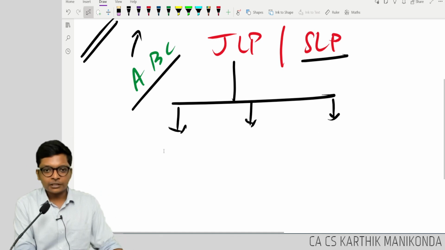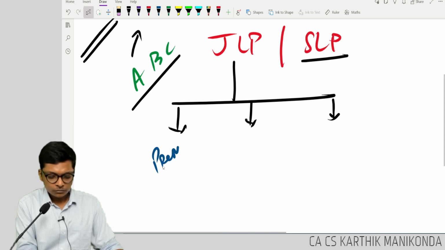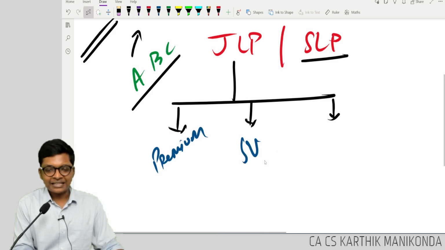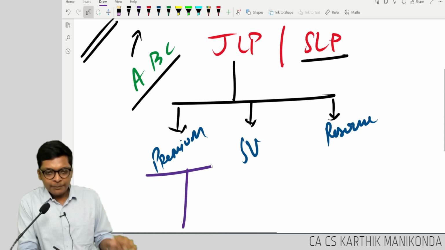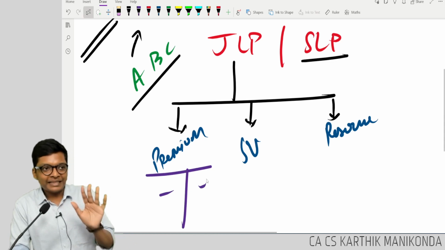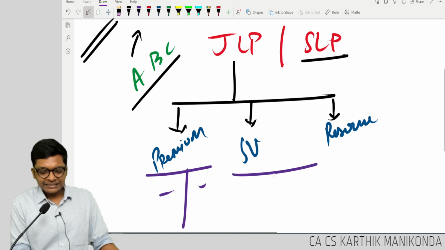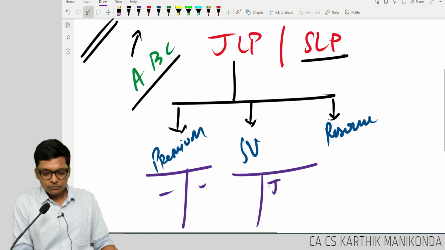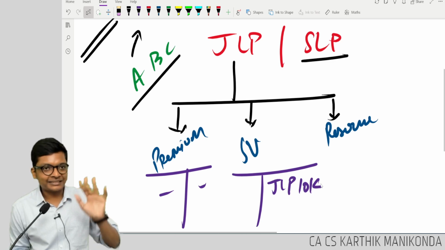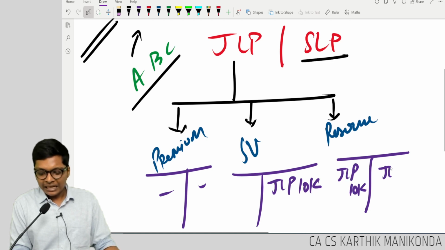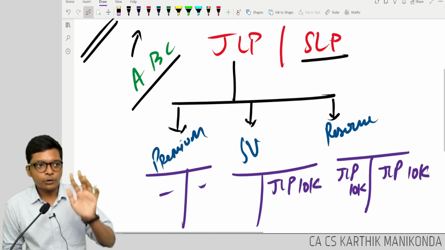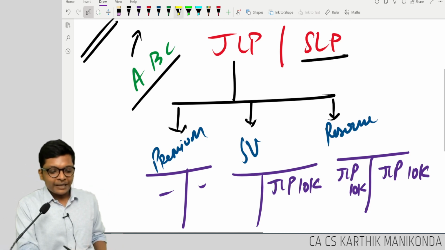First method is called premium, surrender value method, reserve method. How to identify which is what method? Very simple. In premium method, nothing will be there in the balance sheet. In surrender value method, I will have only JLP on the asset side. Let's take 10,000. In JLP reserve method, we will have JLP reserve liability 10,000 and JLP on asset side 10,000. Are you following? This is how you have to identify when you look at the question.